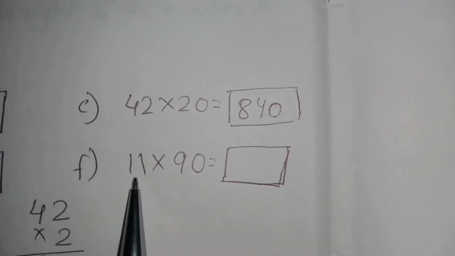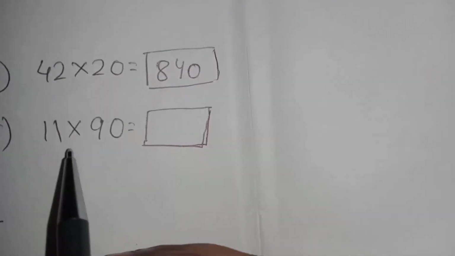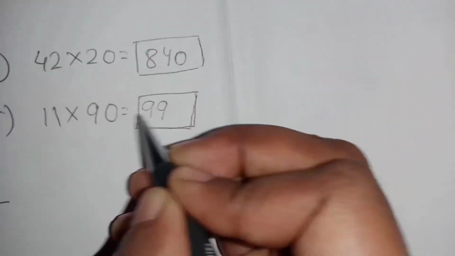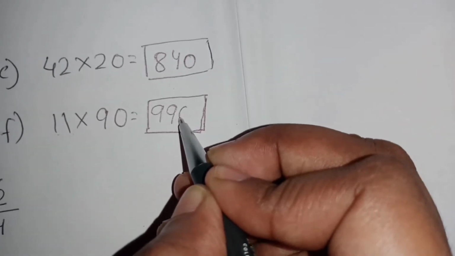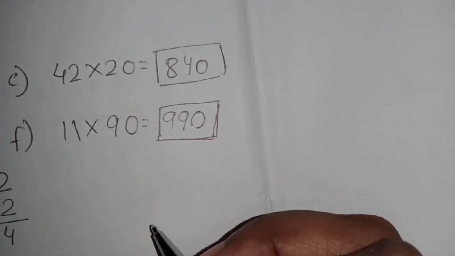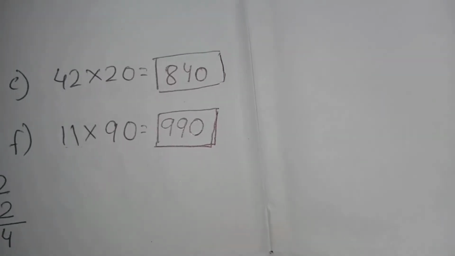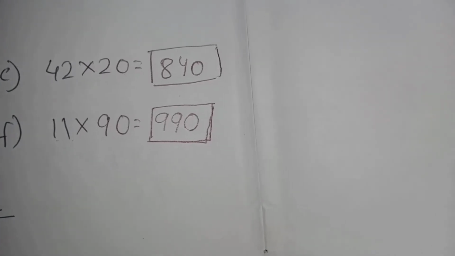Now number F, 11 into 90. You know the 11 table. So 11 9 ja 99, and add this 0 to the right hand side. So it is 990. So the multiplication 11 into 90 is how much? 990.